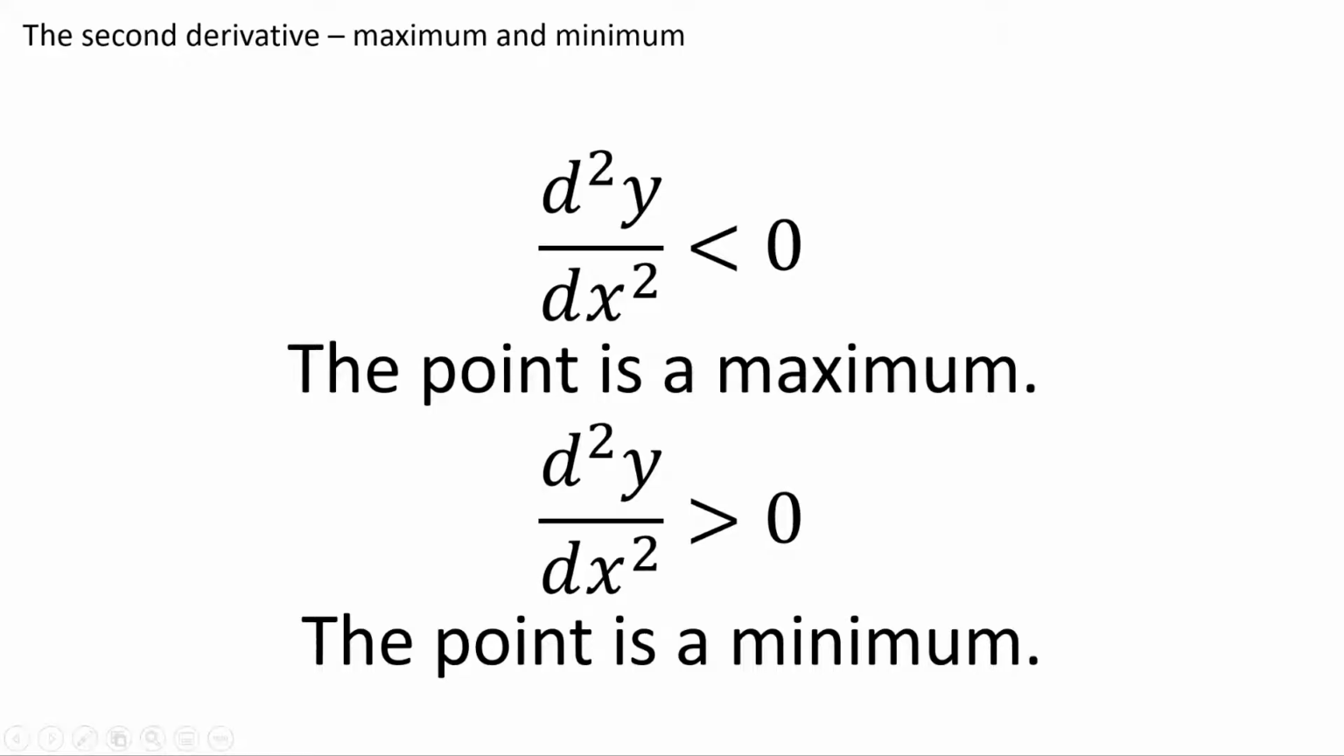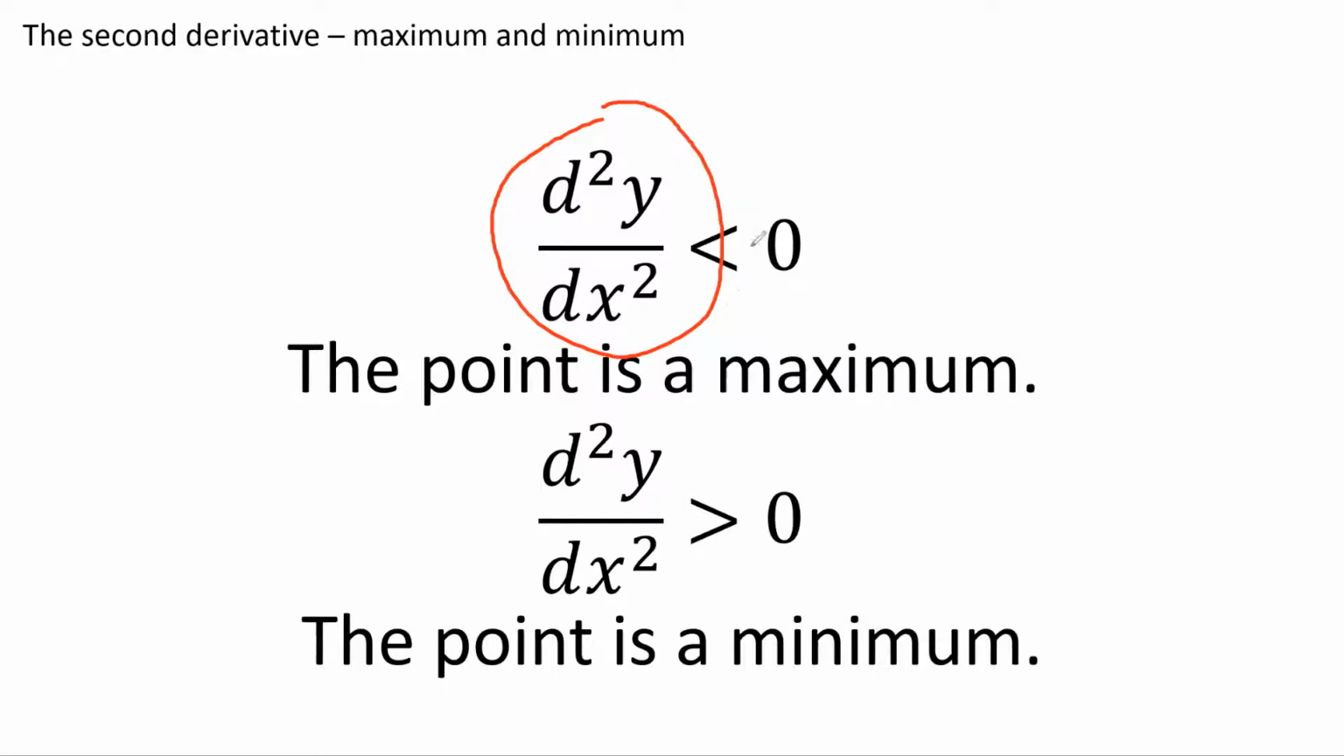So we're going to look at the second derivative. By now you should be familiar with working out the first derivative and why we might use this. Now the second derivative is used to determine whether a point is at its maximum or minimum. So we denote the second derivative as d squared y over dx squared.